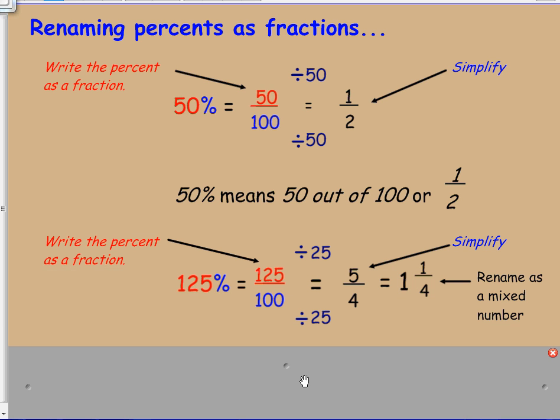All right, same sort of idea here. We can always set it over 100 and then simplify from there. Okay, so we have 125 over 100. Reduce it to 5 over 4. Rename as a mixed number. You do not, in this class, you do not have to do this last section. Okay, you can keep it as an improper fraction, excuse me.